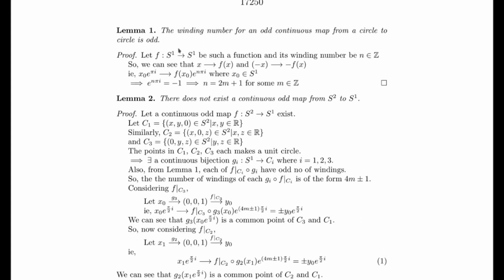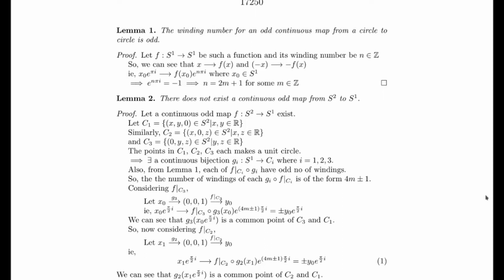So the first lemma: the winding number for an odd continuous map from a circle to a circle is odd. That is, if f is a continuous odd function from S1 to S1 and f of S1 winds around the circle n times, that is of course e raised to n i t, then n is odd.